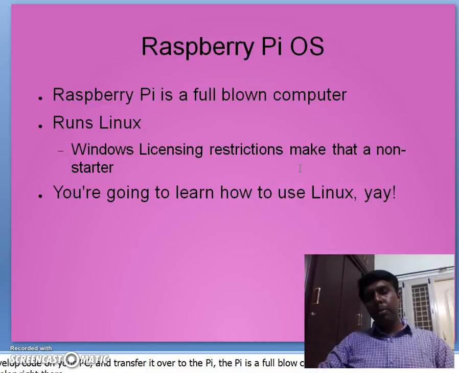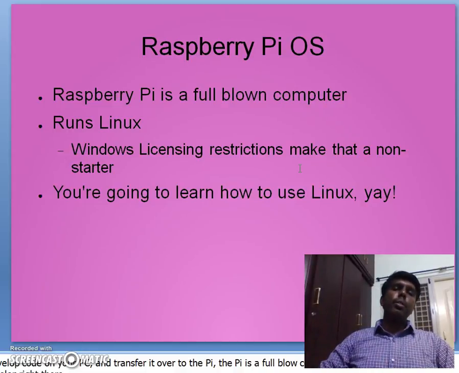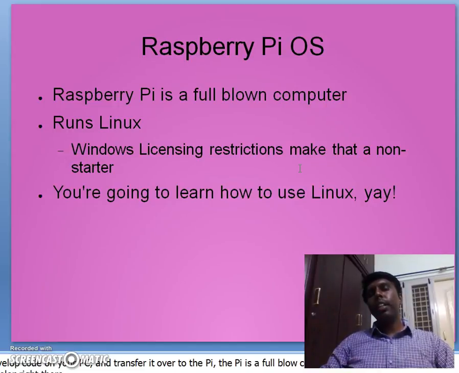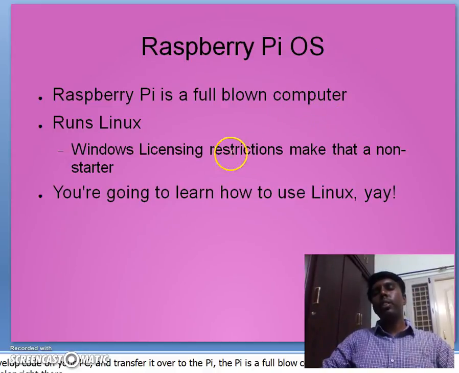When you think about what a computer can do, it needs a platform, and that platform is an operating system. Raspberry Pi works almost like a computer, so we are running Linux, the Raspberry Pi OS. Why do you need Linux? Using Windows is possible, but you have licensing restrictions. You need to pay a lot of money to Microsoft to use their operating system. But here you are using Linux, and we are going to learn how to use Linux.